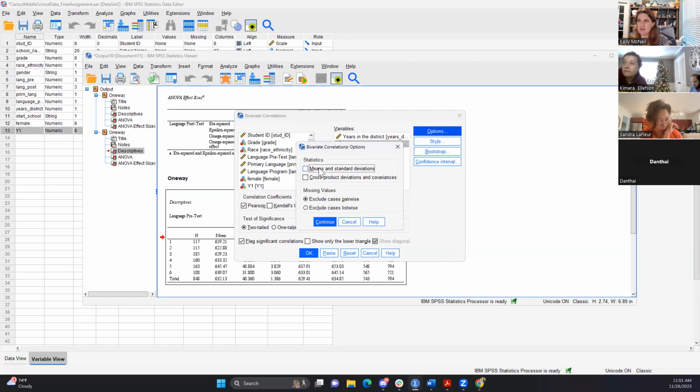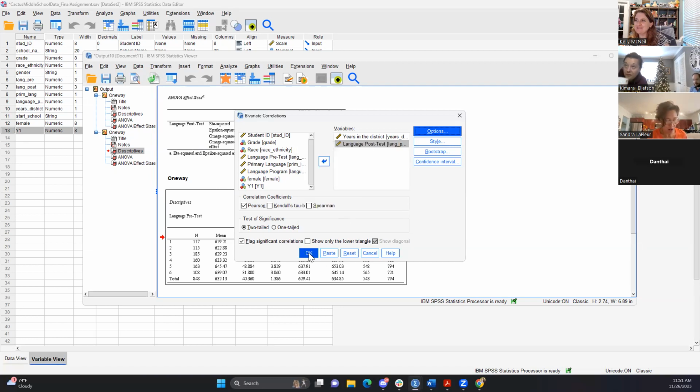Do we want these means and standard deviations? I think so. Yeah, we do. I don't think we want this because I don't know what that is. I don't know what it is. Let's not do it. Let's see what happens.